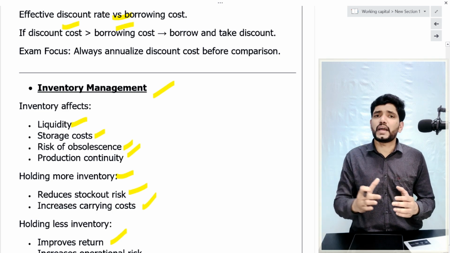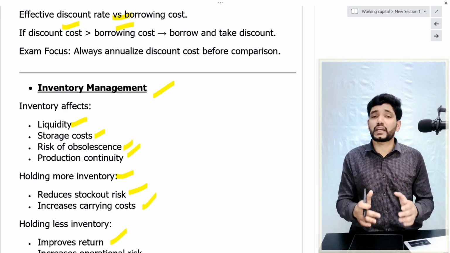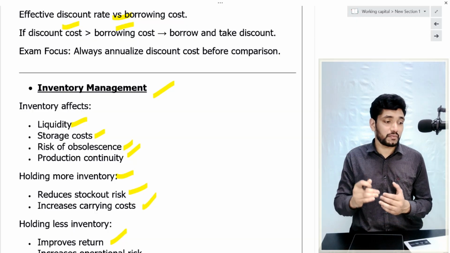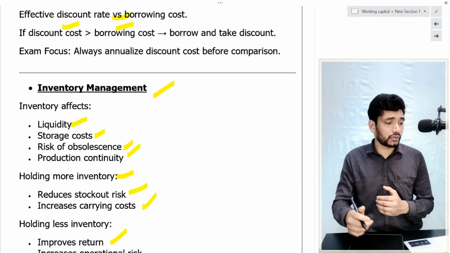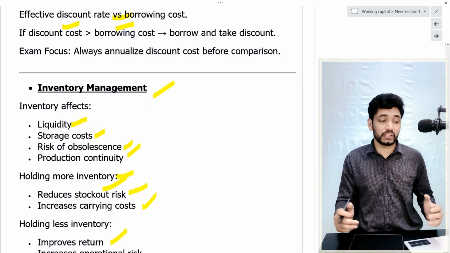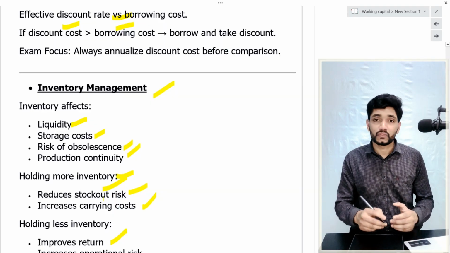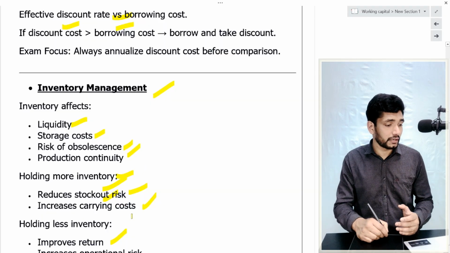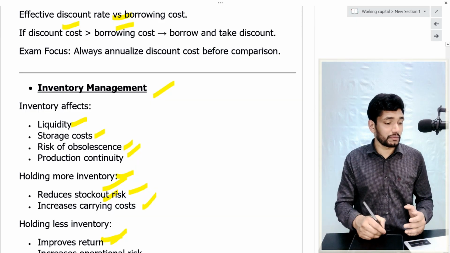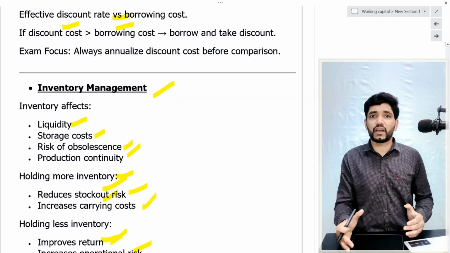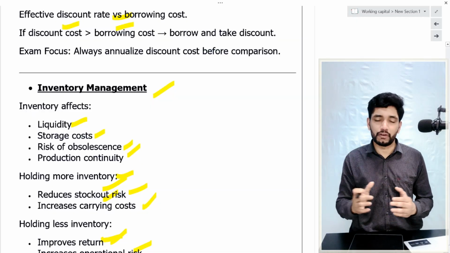So to manage inventory, you have to find the optimal level of inventory by considering all these factors. That means we don't want a situation of stock-out, and we don't want too much inflated carrying stock. We have to make it an optimum or standard level of return, and we don't want to expose ourselves too much to operational risk. All these things have to be factored in while deciding an optimum inventory level.